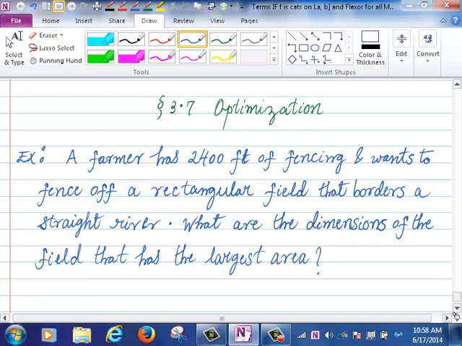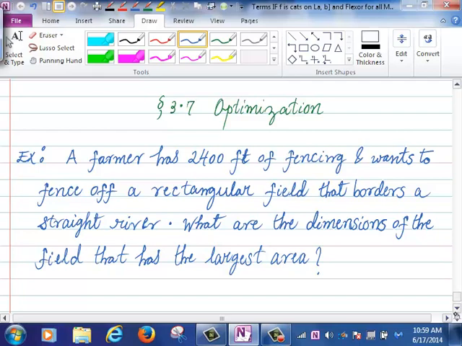So in this case, the amount of fencing you have is limited. You only have 2,400 feet of fencing, and you want to pick the dimensions of the rectangle in any way so that you have the maximum possible area. You want to maximize the area inside the field. Okay, so pick dimensions in a way that maximizes your area. So what's the maximum possible field you can make by using 2,400 feet of fencing? Okay, is everybody clear on the question?